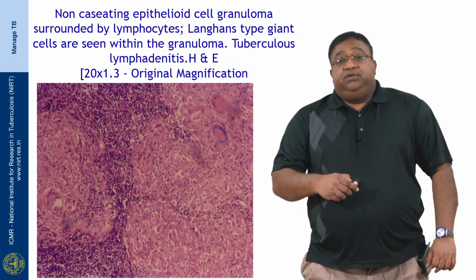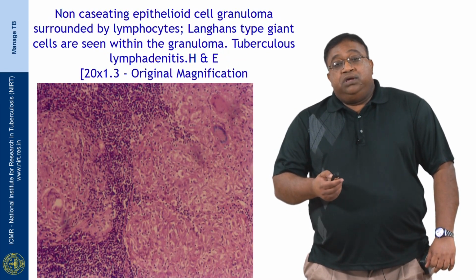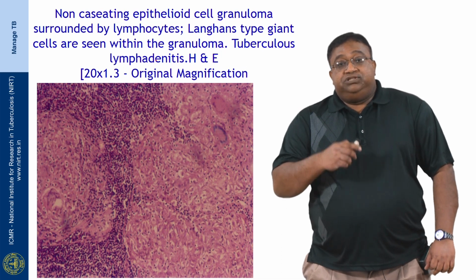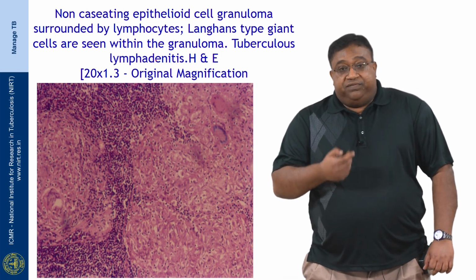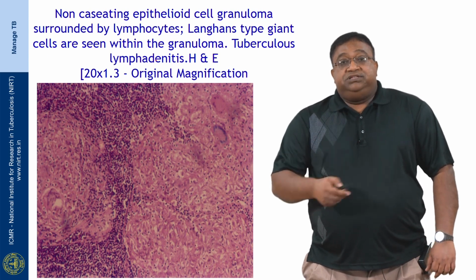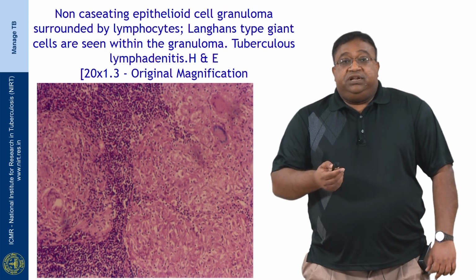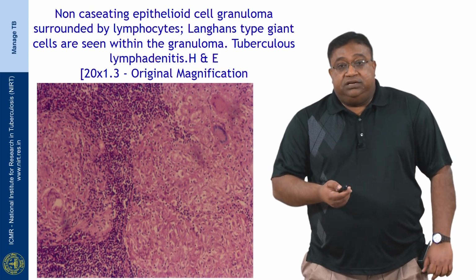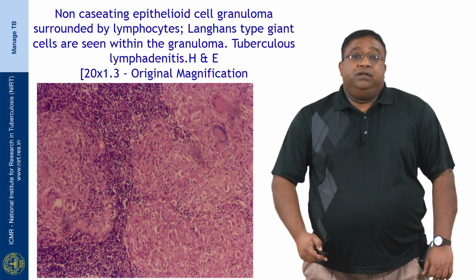In contrast, if you look at a non-caseating granuloma, you see that there is actually a central solid core which is composed of different cells, including macrophages and lymphocytes, and this is again surrounded by different cell types such as the epithelioid cells, Langhans type giant cells, etc.